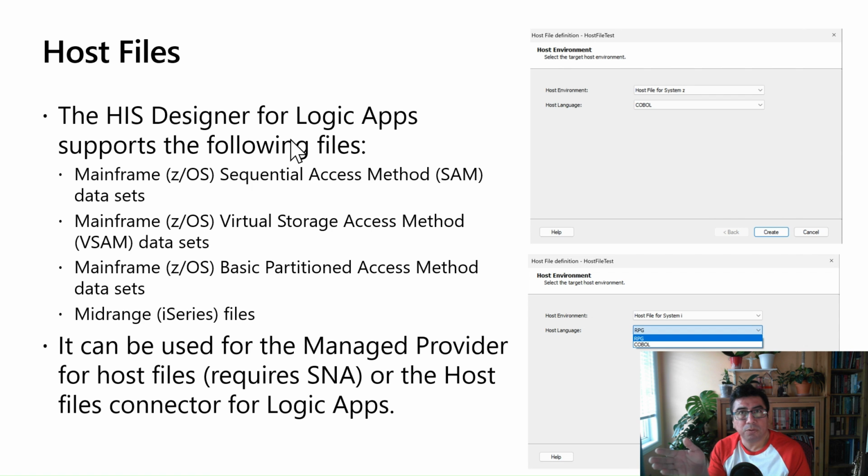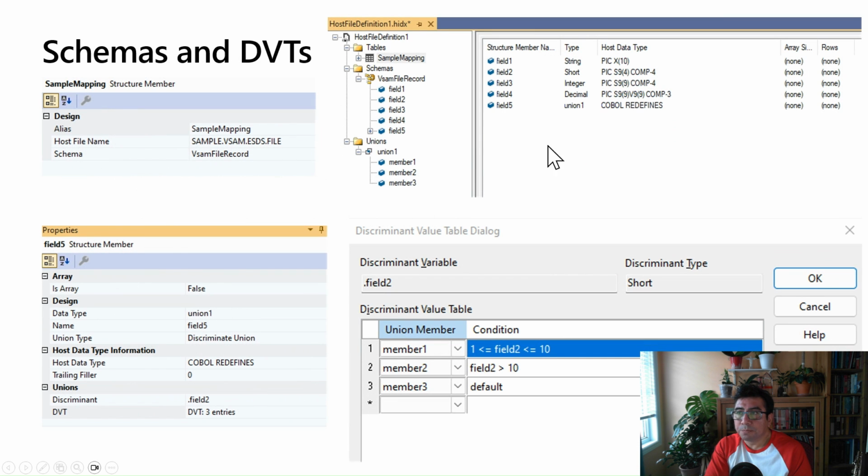But it doesn't connect directly to the host, because the technology that we use to connect to hosts requires a lot of resources. So sometimes you are better off extracting the data from the host and placing it in the cloud for us, so we can do the binary processing of it in the cloud. You see that you have support for System Z and System i. We support COBOL and RPG as well for these copybooks. Let's take a quick look at this schema, because with host files, you define schemas. You have a table, you have a schema, you have a union.